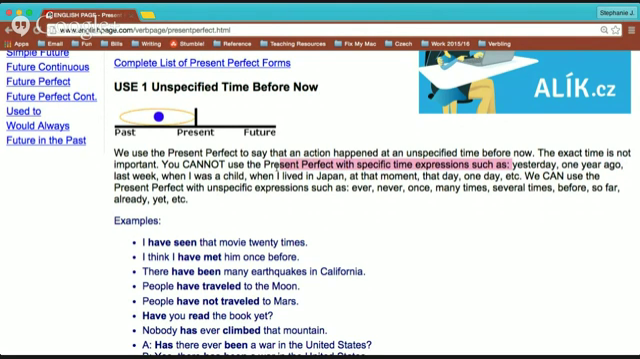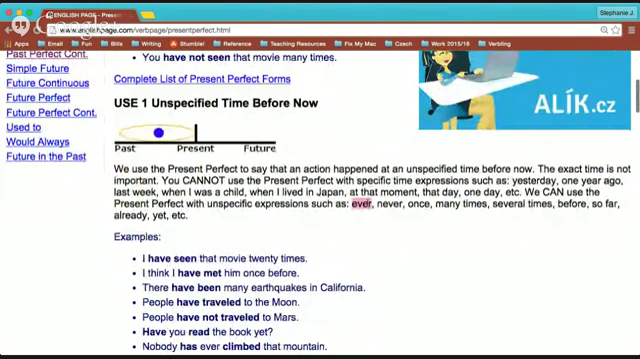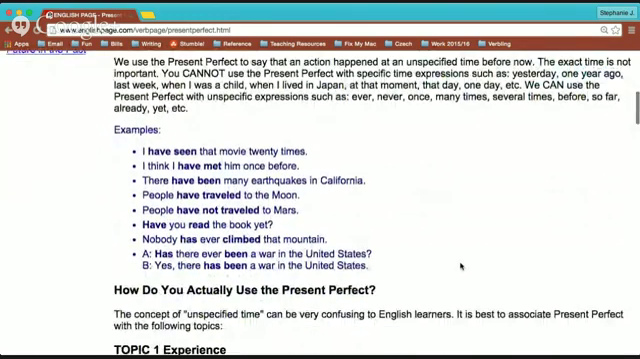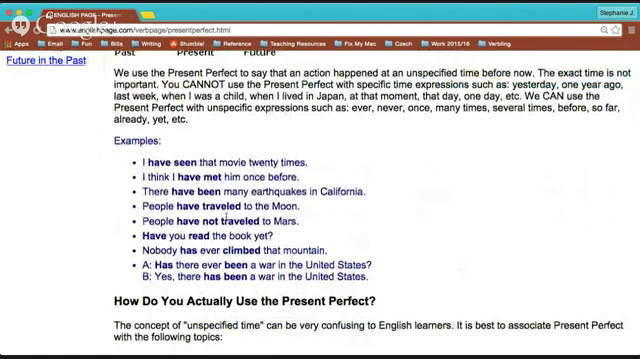Yesterday, 1 year ago, last week, when I was a child, when I lived in Japan, at that moment, that day, one day, etc. We can also use unspecific expressions with the present perfect. Ever, never, once, many times, all of that. So a lot of examples here.